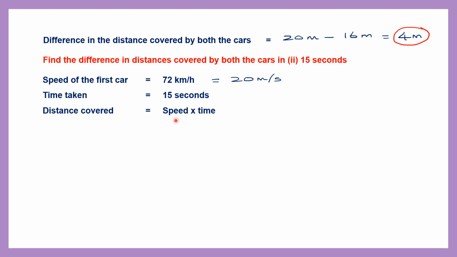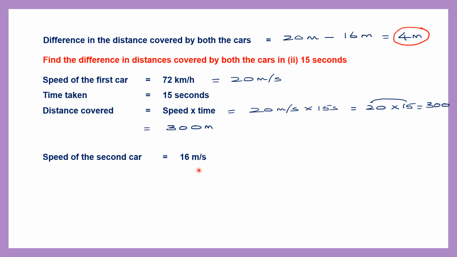The distance covered will be speed into time and speed is 20 meters per second into time taken is 15 seconds. So this is 20 into 15. 15 into 2 is 30 and then you add the 0, 300. So here distance is 300 meters. So the distance covered by the first car is 300 meters. Now let's find the distance covered by the second car.